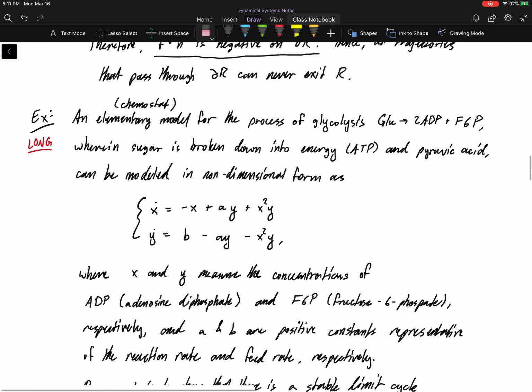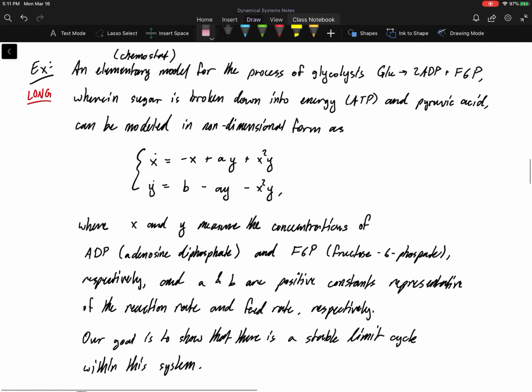And that was really nice that we had a very, very simple geometry that we could invoke. In general, that's not going to be quite so nice. But let's see how this looks in practice, when we come across a model and we have to figure out what's going on exactly, where we might be able to see limit cycles.